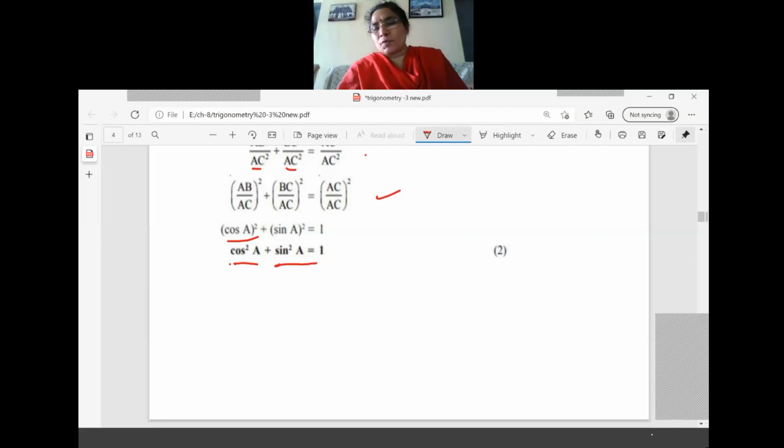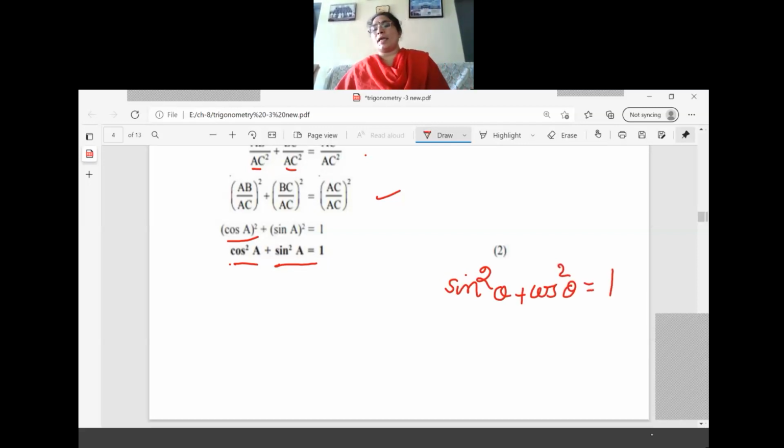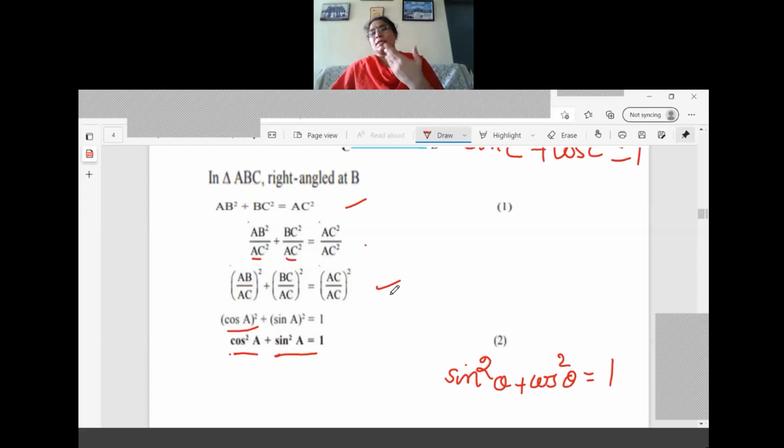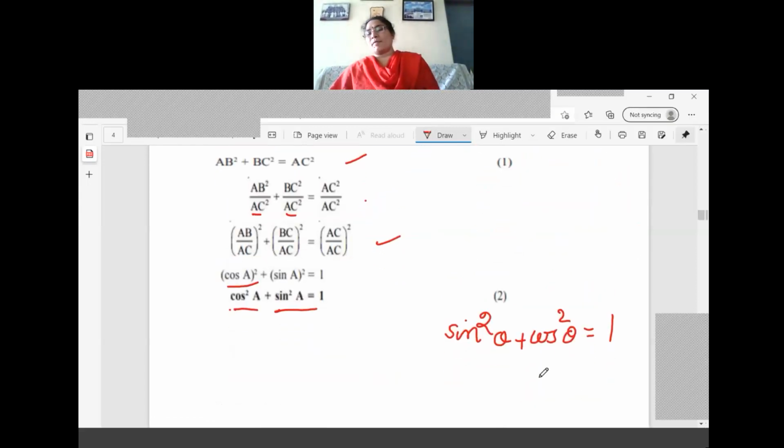So generally we can write sine square theta plus cos square theta equal to 1, where theta is any angle. First we saw that it is true for A, then we saw that it is true for C. Now generally I have written that sine square theta plus cos square theta equal to 1. This is the first identity which we have to learn in trigonometry, right?